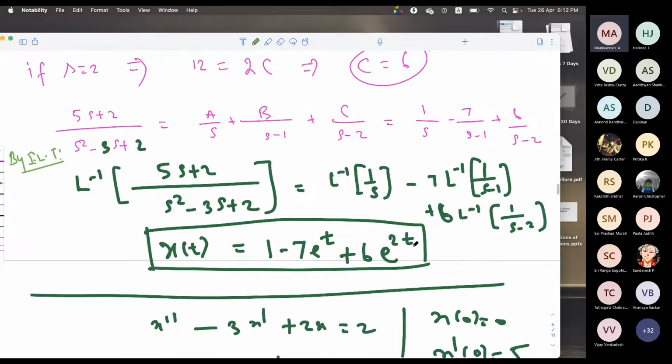The solution of this ordinary differential equation is by which method, students? Partial fractions. The original one is Laplace transform, and with the help of partial fractions we solved it, right? Yes, sir.